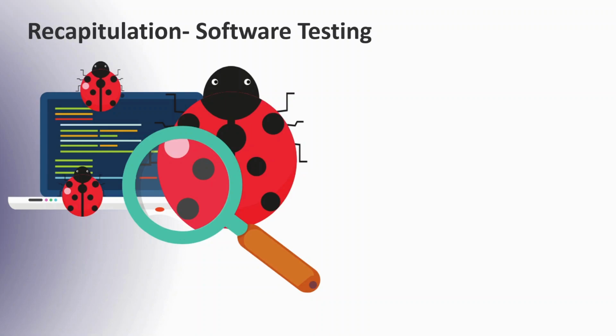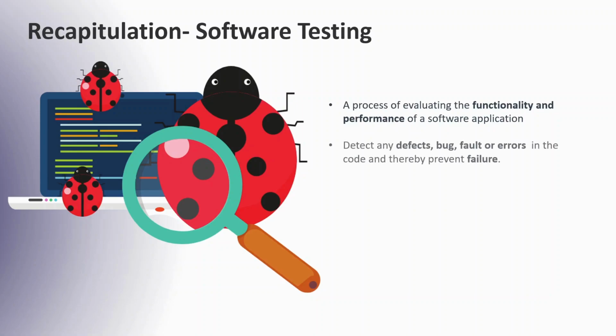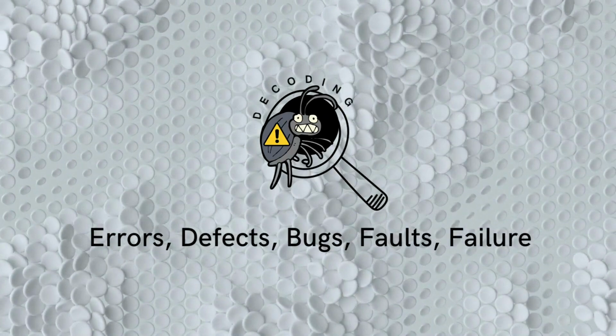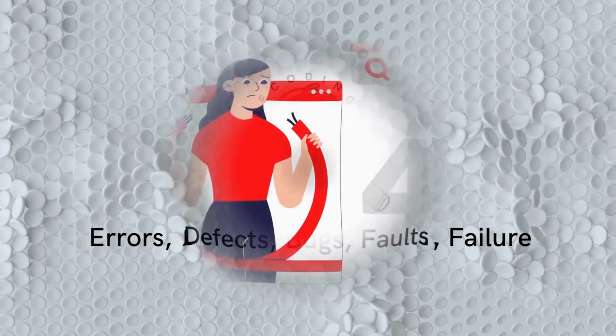Before we start with today's session, quickly recapitulating on the essence of software testing. Software testing is a process of evaluating the functionality and performance of a software application, and it detects any kind of defects, bugs, faults or errors in the code and thereby prevents any failure. The highlighted terms are used interchangeably in the software world. Today we will decode the terms error, defects, bugs, faults and failures.